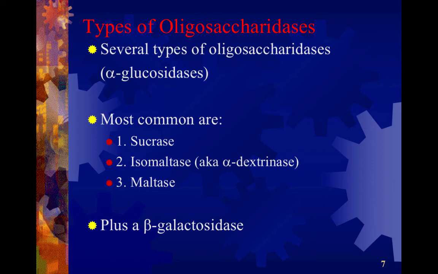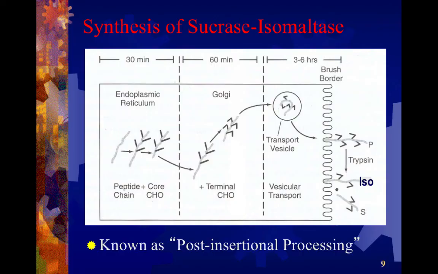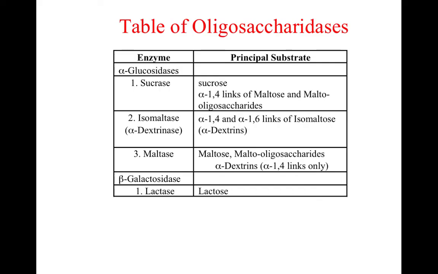So let's look at this. I have a table here. Not a perfect table, but hopefully it helps. This is a few of these enzymes. We're going to focus on 4 of them. The first 3 here are alpha-glucosidases. The last one is a beta-galactosidase, and that's lactase. We talked about lactase, and its substrate is lactose.